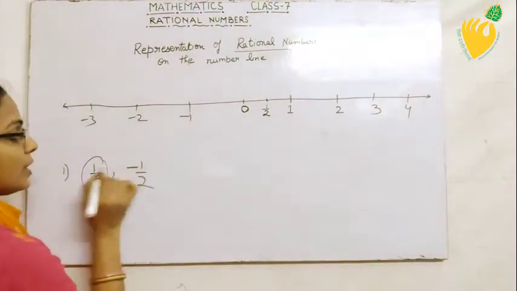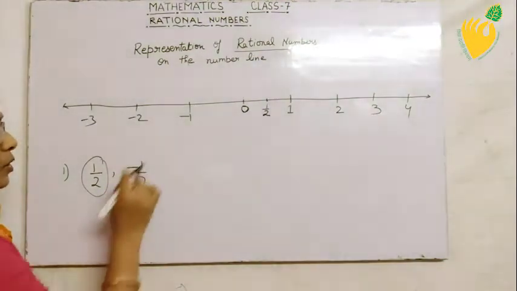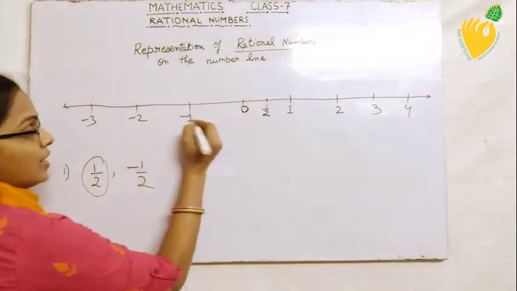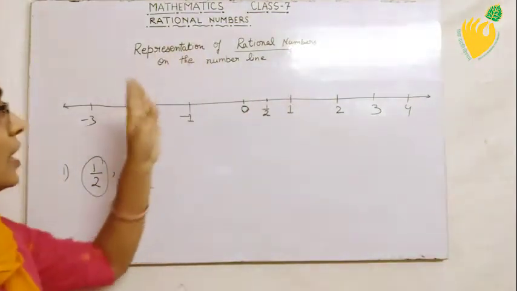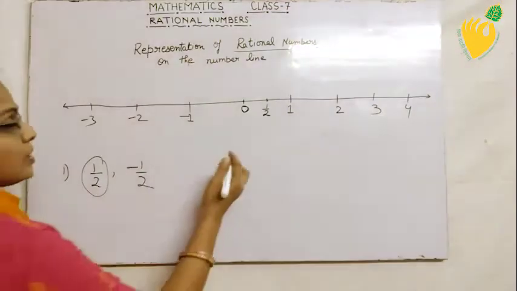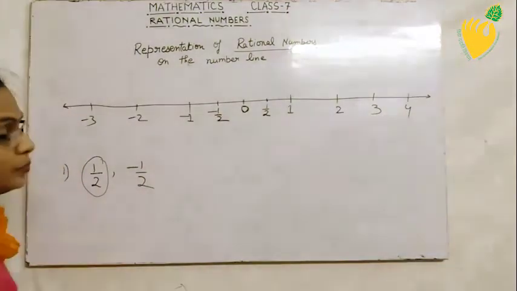Similarly, if a negative sign is there and the rational number is the same, only the sign is different, then you will draw the same rational number on the left hand side of the 0: minus 1 upon 2.